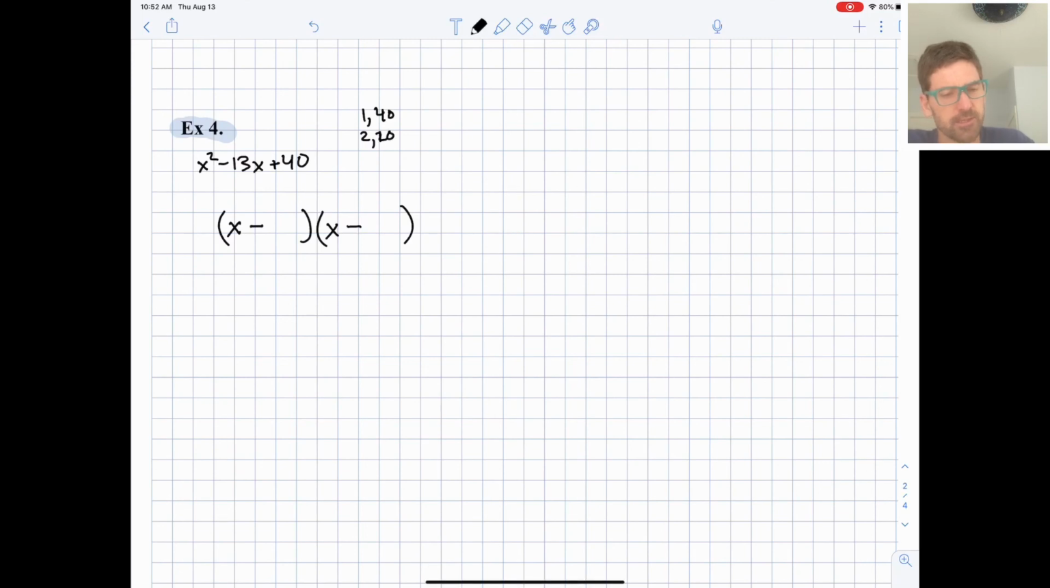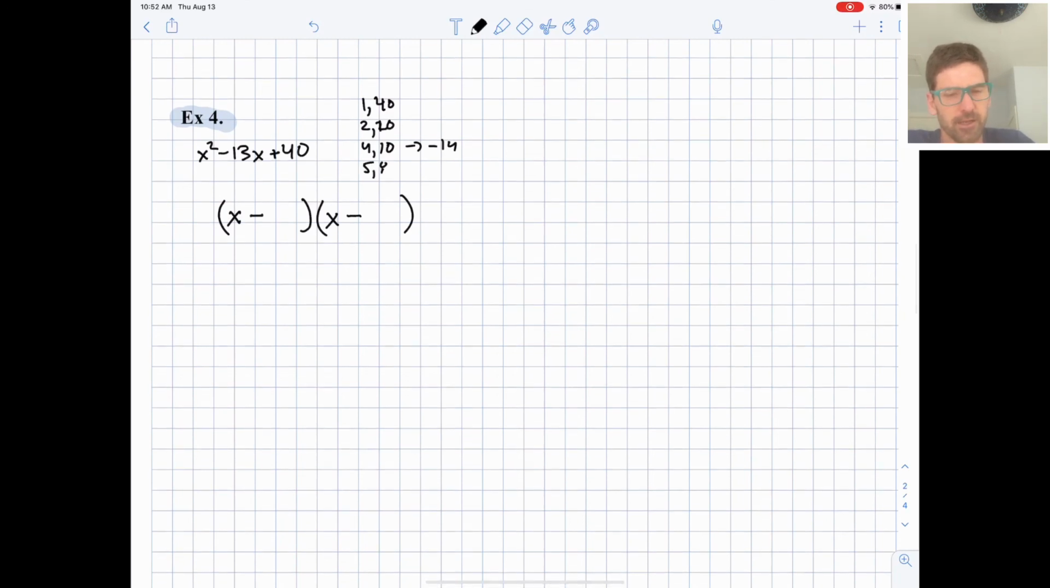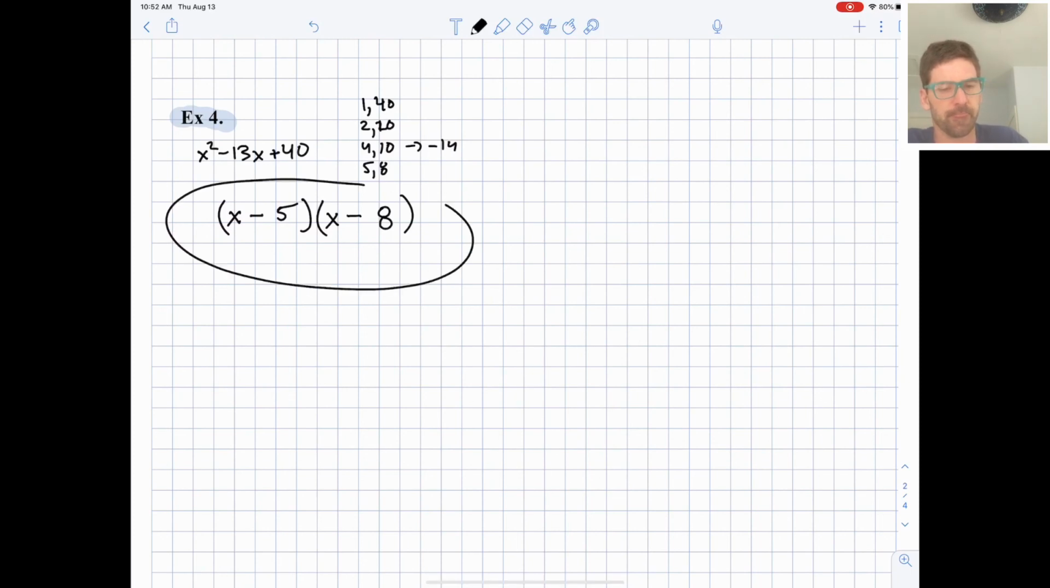Do some thinking as you do it, like how can you combine these to get a negative 13? Don't just mindlessly write factors of 40. Check them in your mind as you go. 3 doesn't go in, 4 and 10. Those would get a negative 14 if they were both negatives and added together. 5 and 8, hey, that does it. Okay, 5 plus 8 is 13. So a negative 5 and a negative 8 is going to give us a negative 13. Okay, so we can do a check. It will check out: x squared minus 13x plus 40. All right, that's a good place to stop right there.